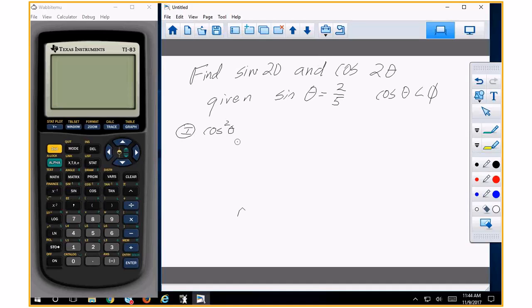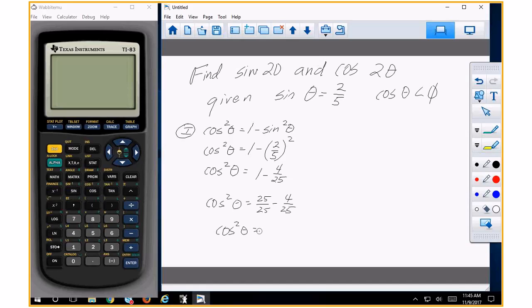So part 1. Cosine squared theta is equal to 1 minus what? Sine squared theta. So cosine squared theta is equal to 1 minus 2/5 quantity squared. Cosine squared theta is equal to 1 minus 4 over 25. Well, then I just need to sit and stare at it, because I don't know how to do fractions, right? No, I don't know how to do fractions. So, cosine squared theta is equal to 25 over 25 minus 4 over 25. Cosine squared theta is equal to 21 over 25. Cosine theta is equal to the square root of 21 over 5.